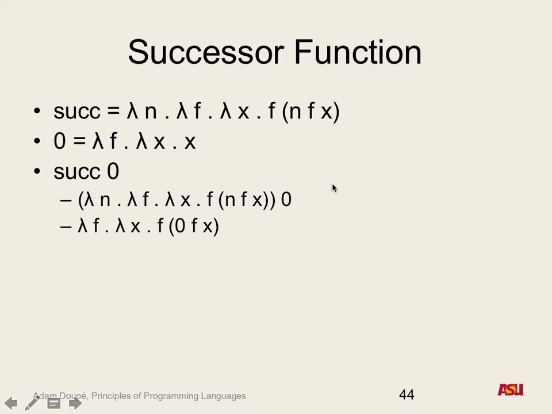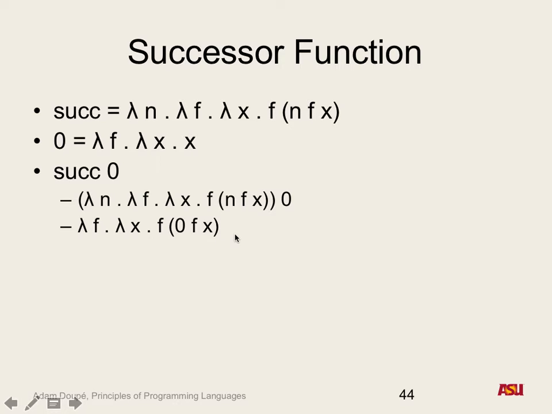Do I need to worry about renaming any of these f's or x's when I'm doing my substitution here? Why not? There's no free variables in 0, right? In the 0 function, we know in here there are no free variables. Therefore, we don't have to worry about that at all. That's why I can leave it as this 0. Right, because I can just plop that in, and at any point I can expand this 0 out. Okay, so now we have lambda f dot lambda x dot f of 0 f x.